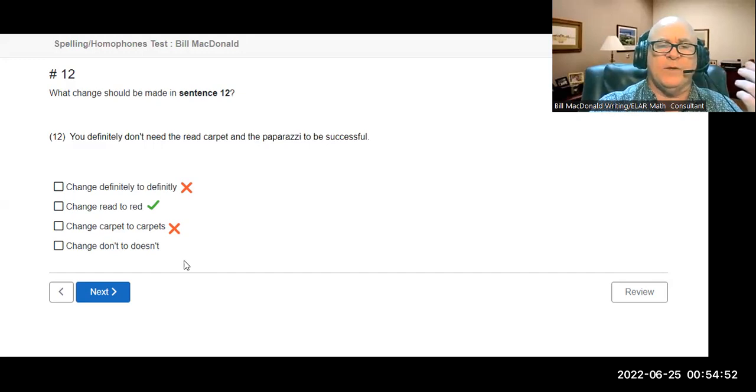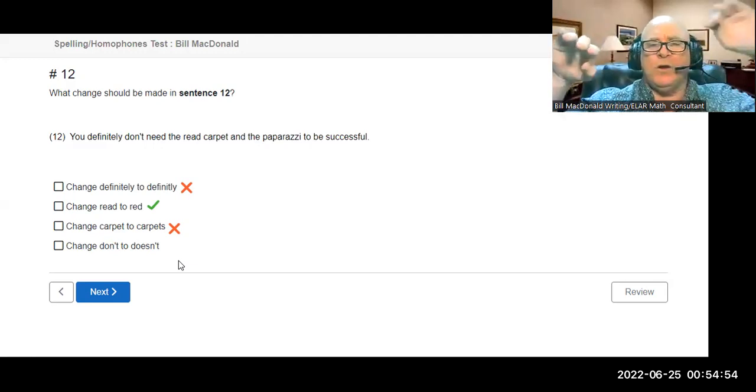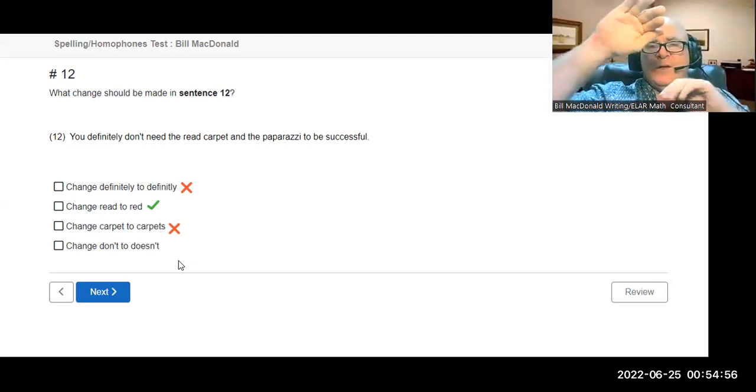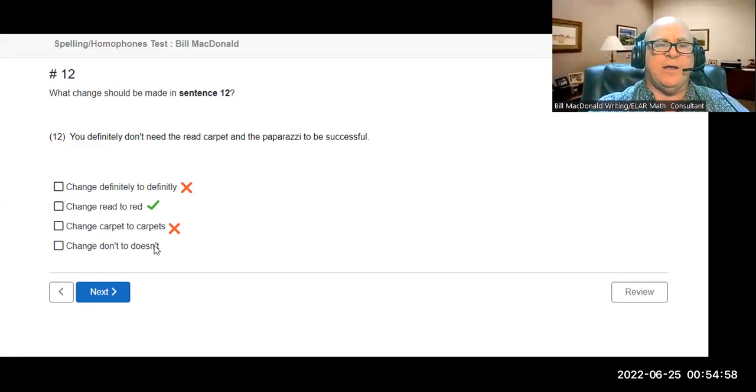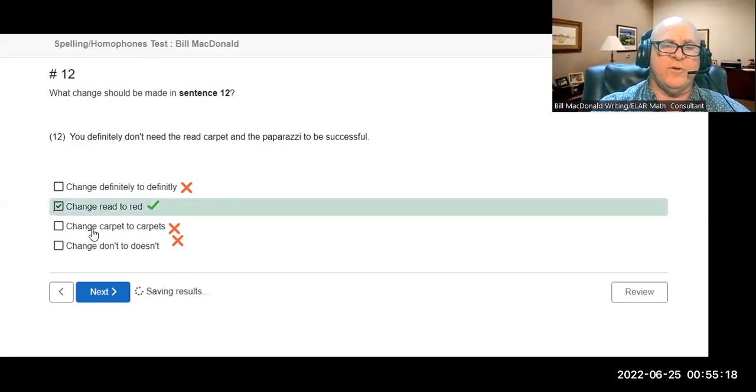Don't, do not, to doesn't, does not. Let's try it. You definitely does not need the red carpet. No, that doesn't sound right. So again, I'm going to eliminate. So the one that we're going to select is changing the verb to the adjective, the color.